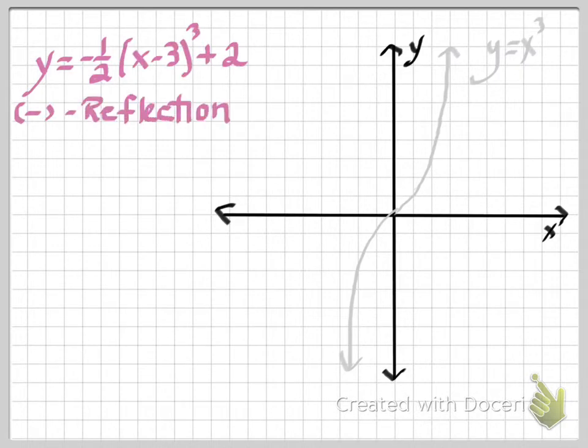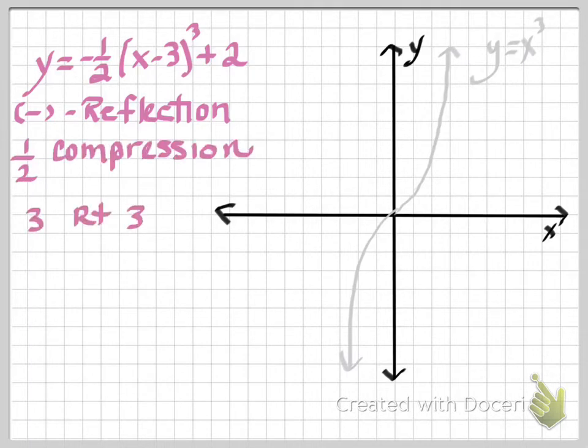So the first thing I see is the negative, which means we reflect. The 1/2 would be a compression. The 3 would be right 3 because x minus did not change, so it has to be a positive 3 that we're plugging in. And plus 2 would be up 2.